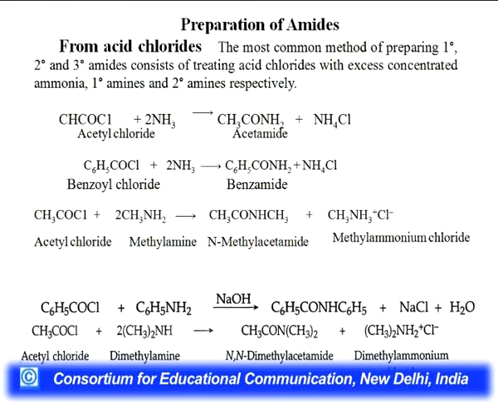Acetyl chloride reacts with ammonia to give acetamide, benzoyl chloride will give you benzamide, and acetyl chloride when reacting with methylamine will give you N-methyl acetamide along with methyl ammonium chloride. Acetyl chloride when reacting with dimethylamine will give you N,N-dimethyl acetamide and dimethyl ammonium chloride. Benzoyl chloride when reacting with aniline, we will see the product.